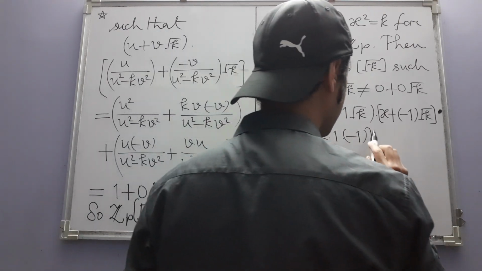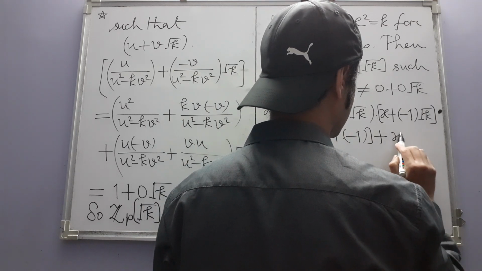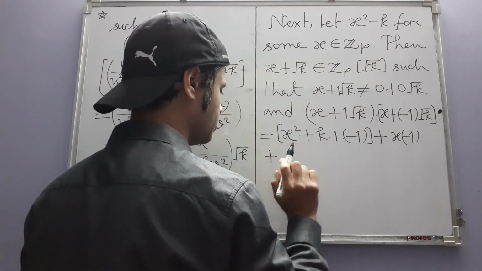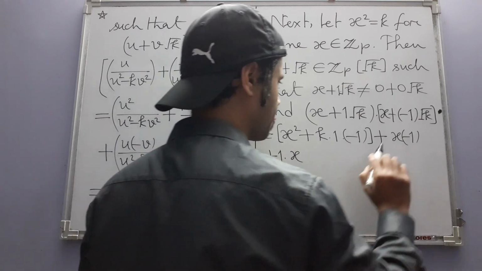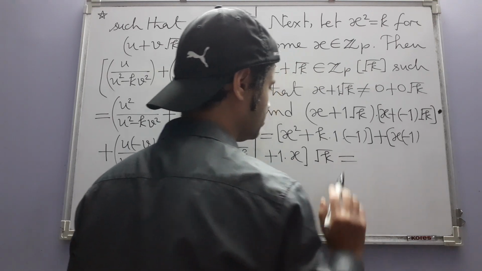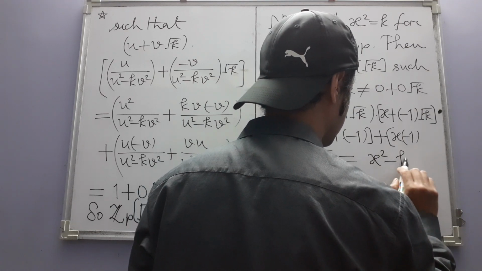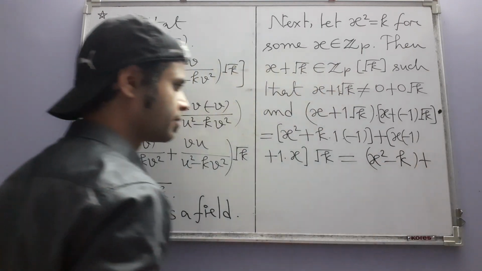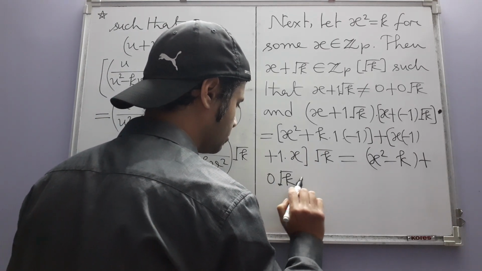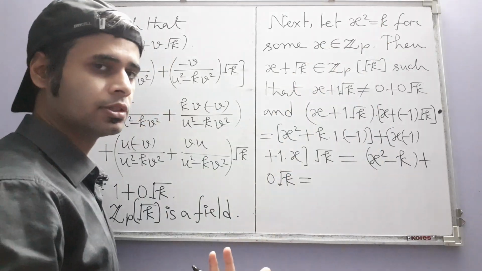So even a slight mistake will make everything wrong. Next, x times minus 1 plus 1 times x root k. So that means I am getting x square minus k plus, already this is giving me 0, and now x square minus k is also 0.